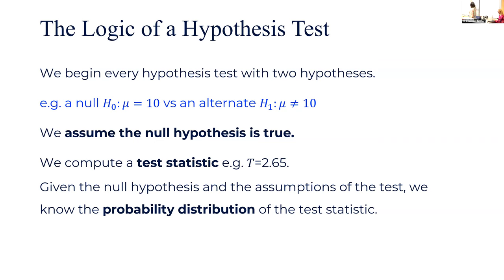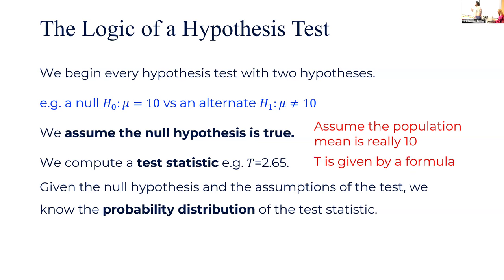This is a very standard way of framing the problem. We can say we're going to test whether or not our population mean is equal to 10, against it's not equal to 10. That's the alternative. And the first thing we do in a hypothesis test is we actually assume that the null hypothesis is true. So we assume that the population mean is really 10. We're going to pretend, at least for this moment, that the population mean is really 10.